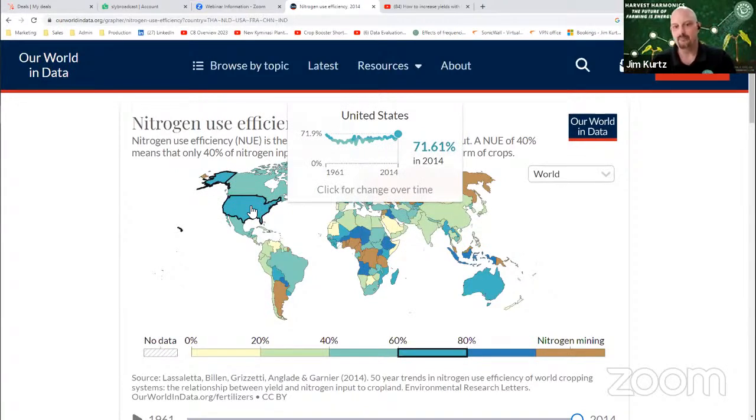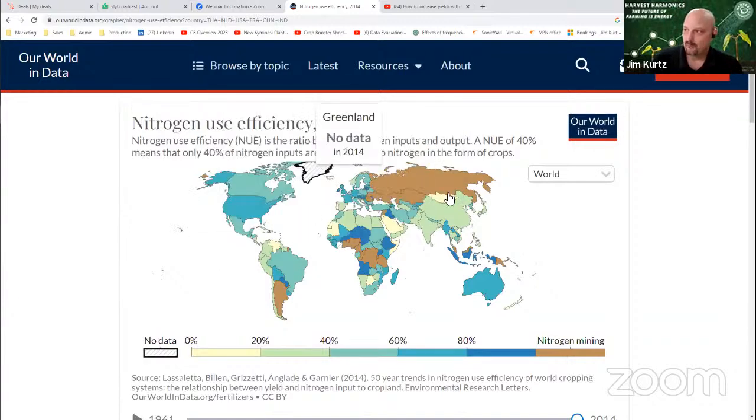So let me get to the point of my little narrative here. The point is that around the world, farmers are very, very inefficient in terms of nitrogen usage, right? So that means that we have a long way to go in terms of making your farm more efficient to help reduce input costs and improve yield.